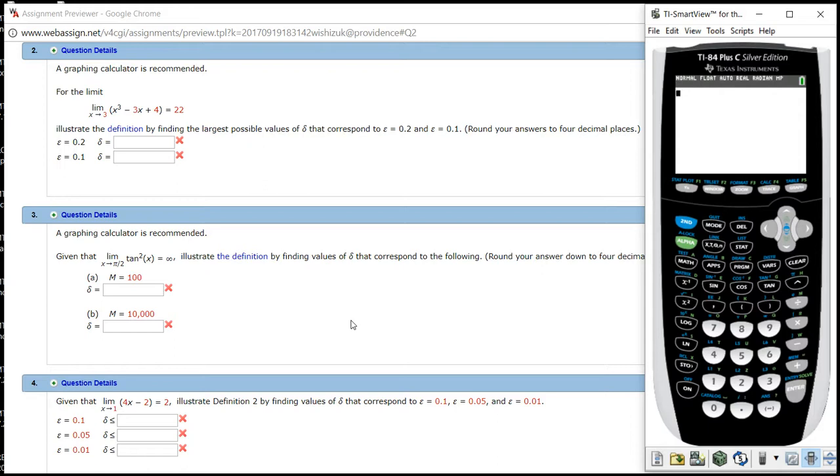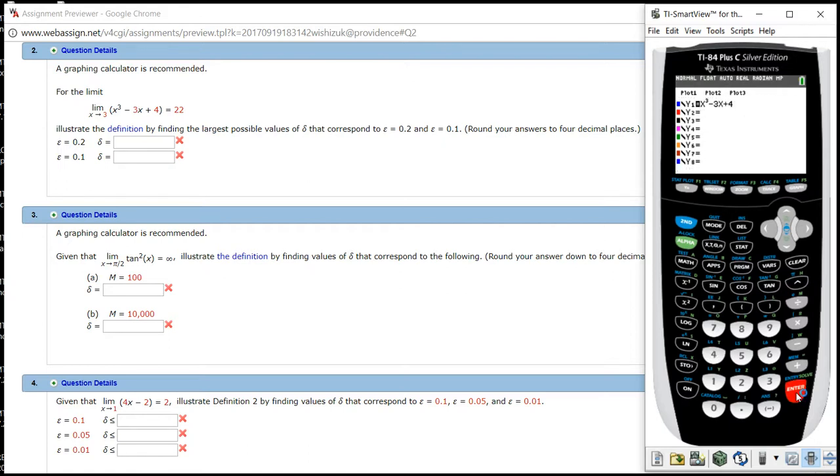First thing I would do is go to the y equals button here, then type in the function. In this case, x cubed, so that's going to be x cubed, and then minus 3x and plus 4. All right, hit enter.